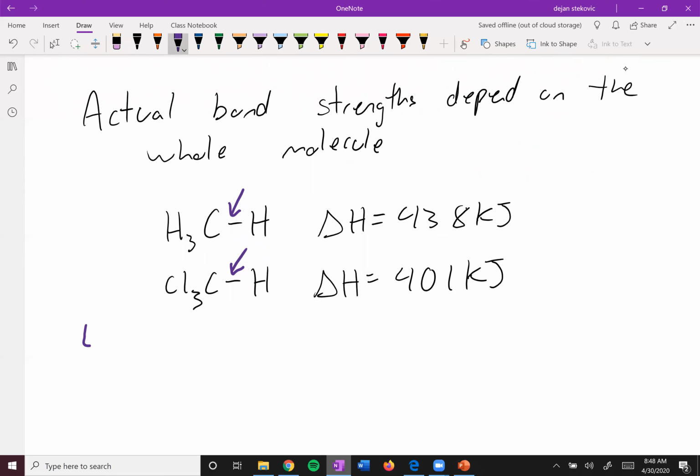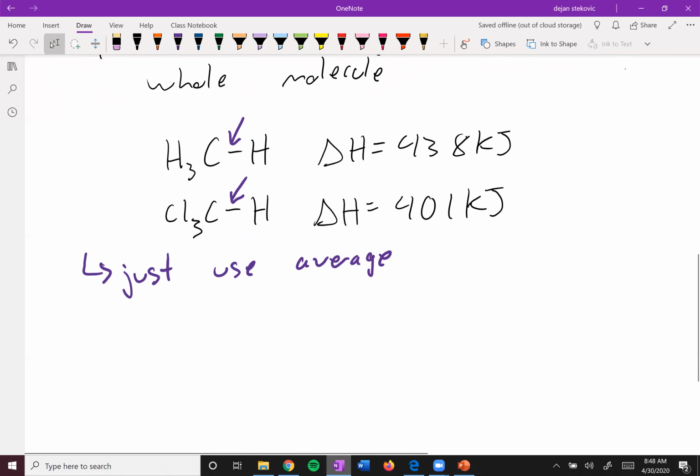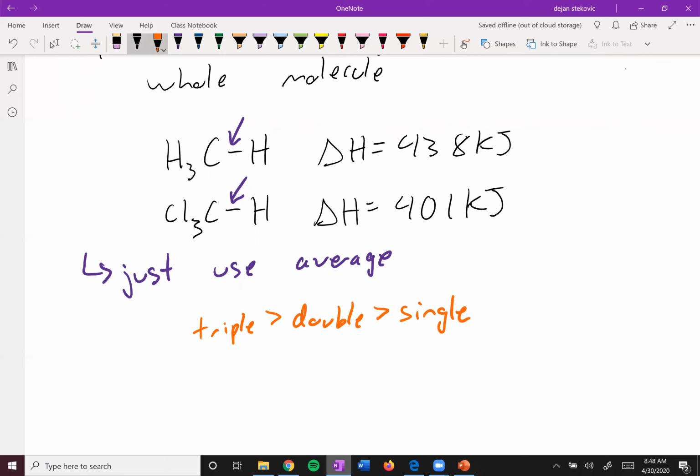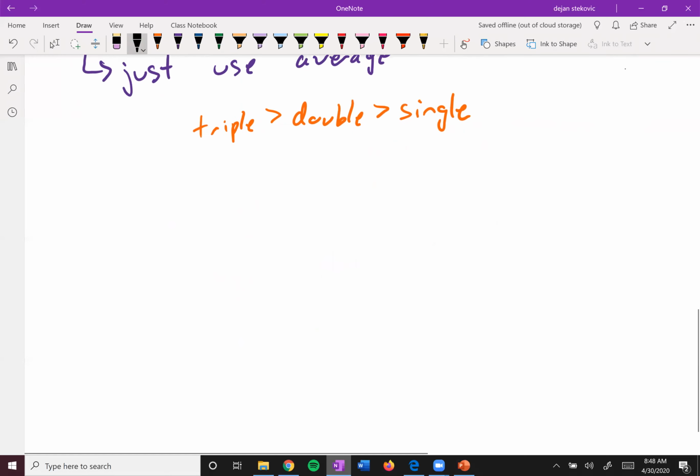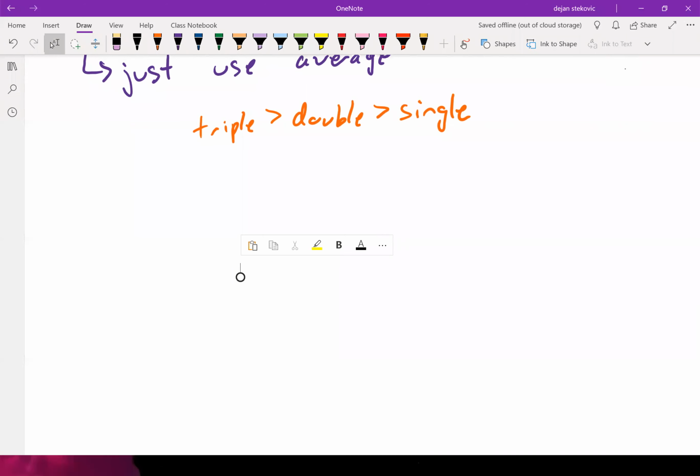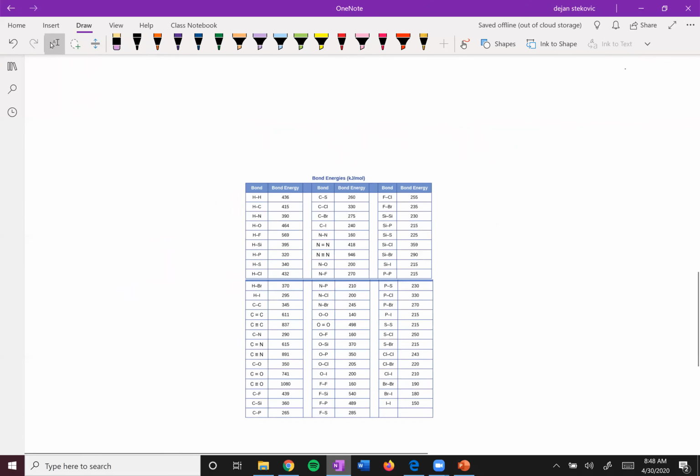And so what do we do to resolve this? Well, we kind of just be lazy and we just use the average. And remember, triple is stronger than a double, and a double bond is stronger than a single bond. Kind of makes sense. And so we can look up these tables that have these average bond energies.